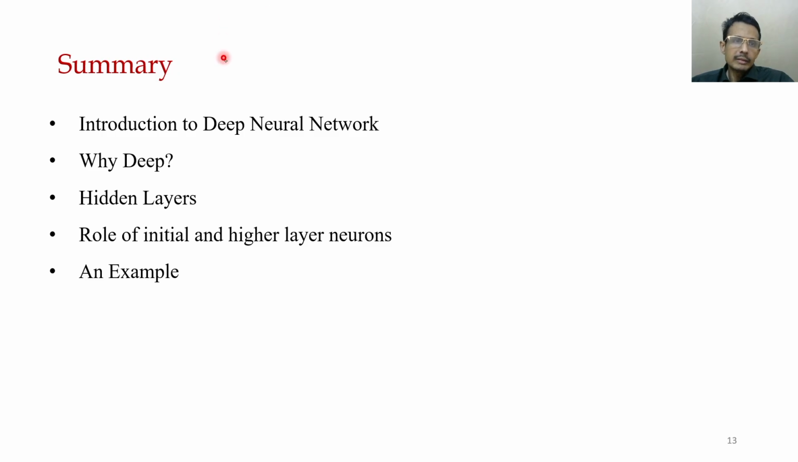So in this lecture we discussed deep neural networks. What is the basic understanding of this? Then why deep networks are preferable over conventional machine learning models? Then we introduced hidden layers, and we tried to understand the role of initial and higher layer neurons. Then we gave an example, and by this example understood the role of initial and higher layer neurons.